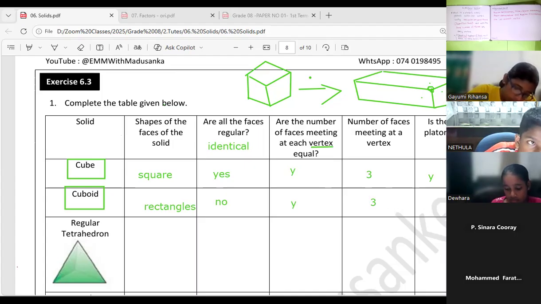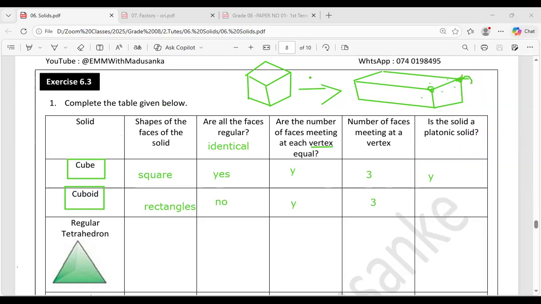Is that a platonic solid, the cuboid? No. Why is that? Because the shapes are not regular. Super. Because the shape is not regular. This is no. Excellent. Alright. So is the solid a platonic solid? No. Right?